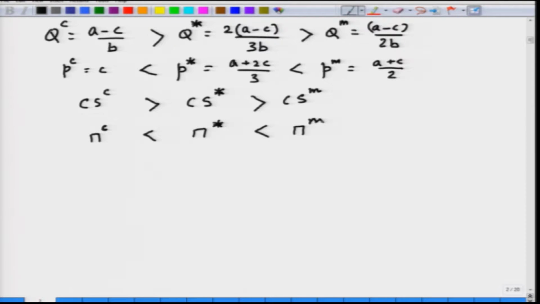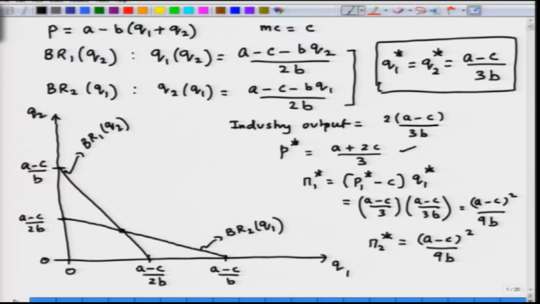Okay. So, why were we interested in this? Because we are interested in knowing, under the Cournot model, what can we say about certain welfare aspects when we look at the consumer surplus, the profits of the producers, the total output, and the price compared to the competitive model and the monopoly model.